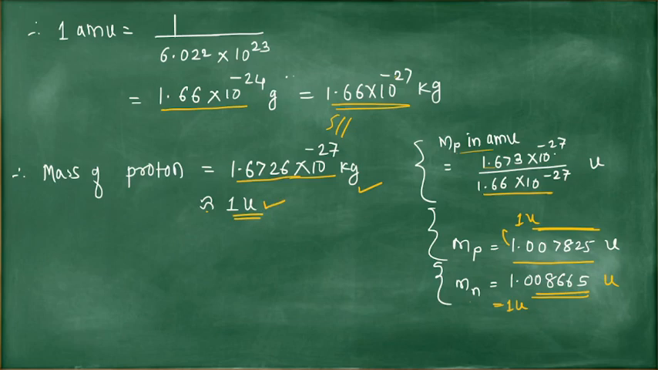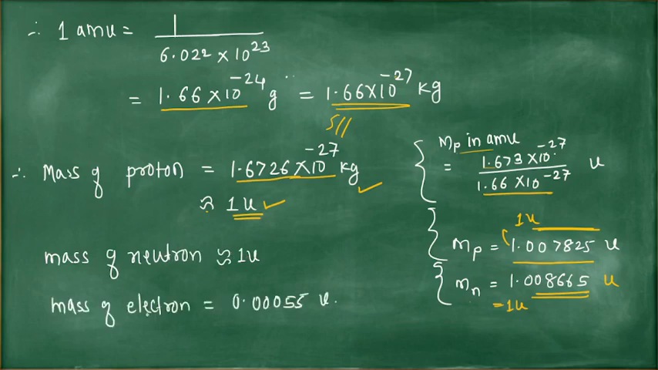So the mass of electron also you can represent in AMU. Mass of electron. So how can you find this? By using this type of formula. Right here at the upper side, mass of electron divided by 1.66 × 10^-27, you will get this answer, 0.00055 U.